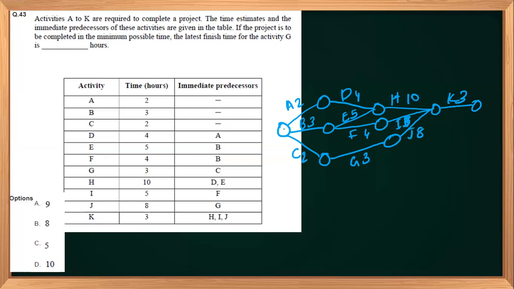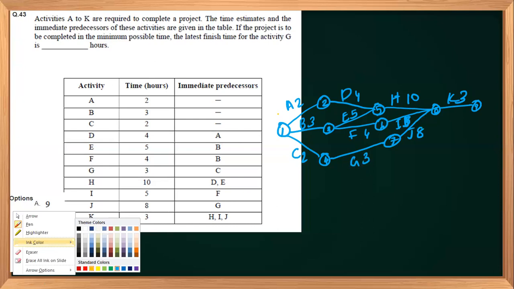So we can number it with Fulkerson's numbering: 1, 2, 3, 4, 5, 6, 7, 8, 9. So 9 nodes are there, right? Now we can start the forward passing. What will be the forward passing? For this node, this will be 0.